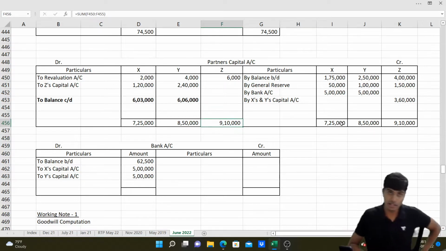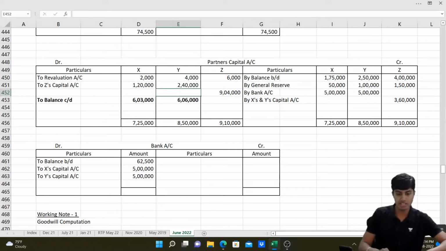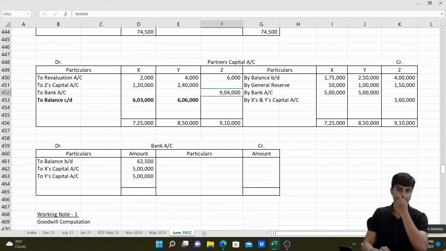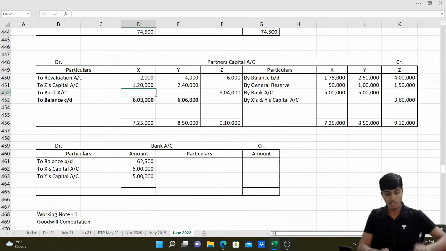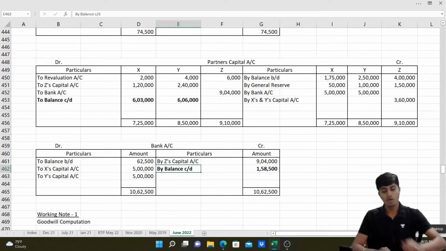Z is no more our partner, Z is retiring, so I can't write balance carried down, but the entire balance in Z's account is paid. 9 lakh 10,000 minus 6,000 is 9 lakh 4,000. I'll write to bank account, and this, my friends, is the balancing figure. Done. And because I'm writing to bank here 9 lakh 4,000, the same has to be written here as by Z's capital account 9 lakh 4,000. We had 10 lakh 62,500, from which 9 lakh 4,000 is paid to Z, and whatever is left is our balance carried down of 1 lakh 58,500.